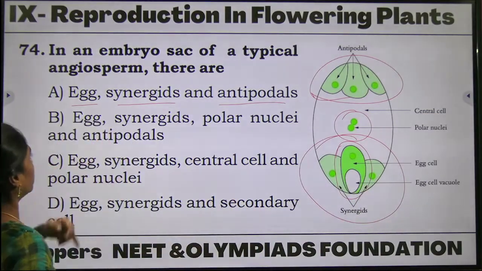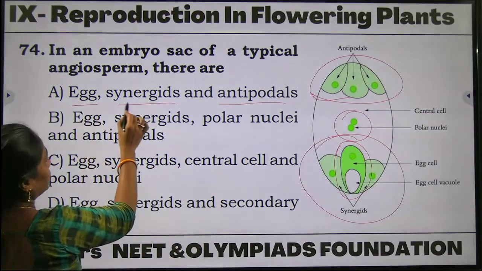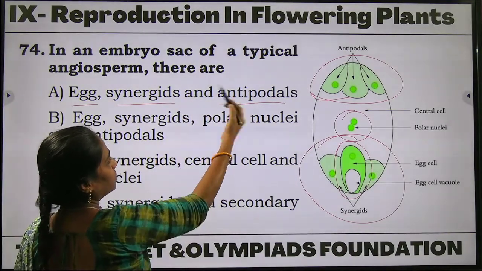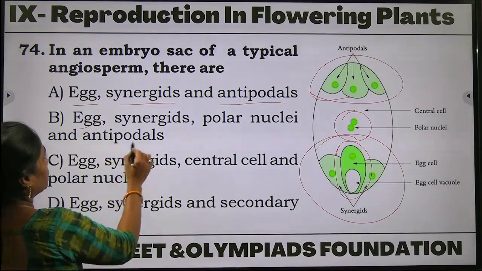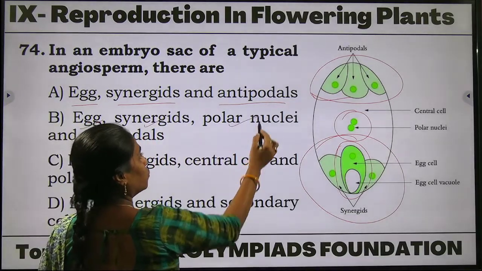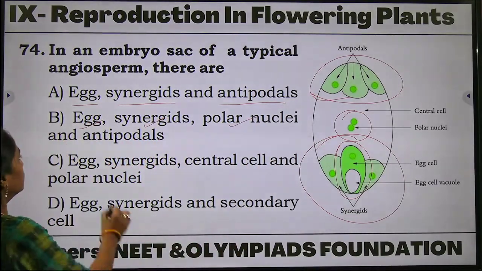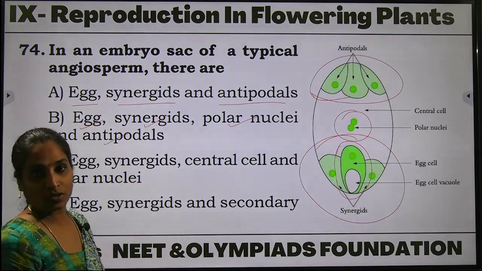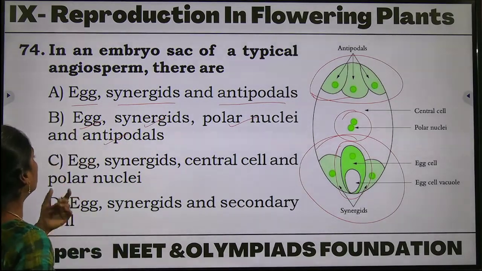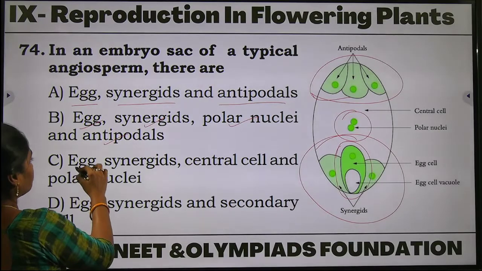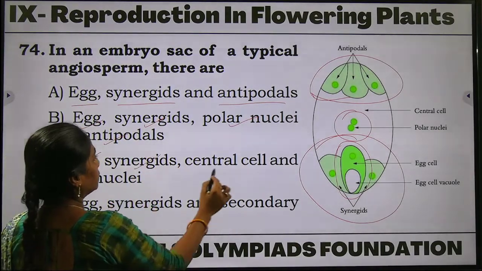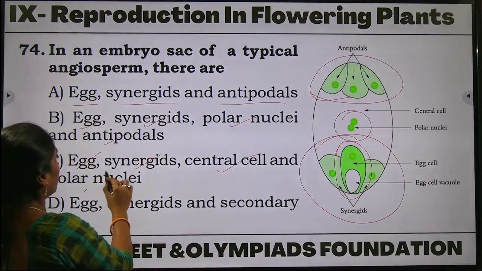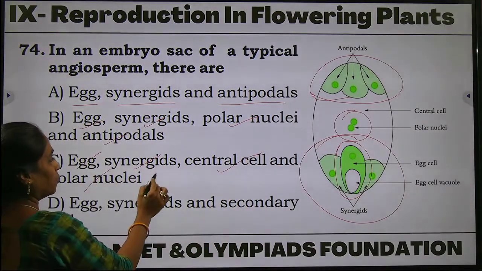Okay, so where can we observe those structures? Egg, synergids and antipodals. Here something is missing. Central cell is missing. Egg, yes. Synergids, yes. Polar nuclei, also called the central cell, and the antipodals. All the four are involved here. And coming to option C, egg, synergids, central cell and polar nuclei, but antipodals are missing here.